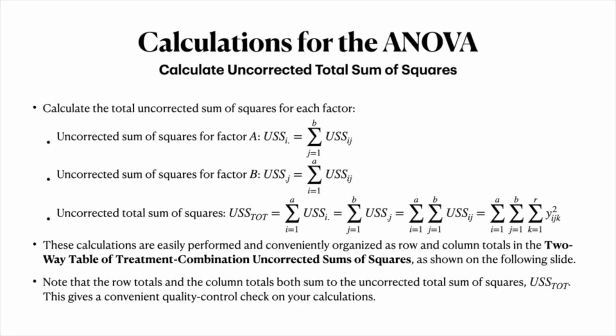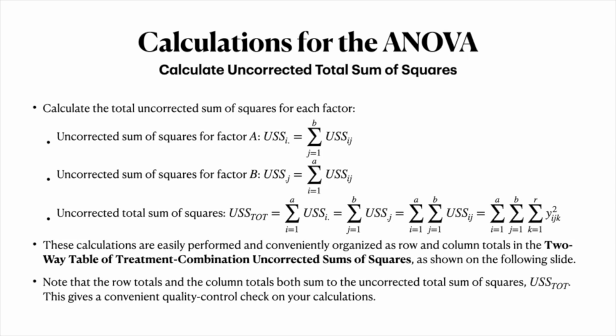I can obtain USS tot by summing up either the USS I dots, I going from 1 to a, or the USS dot j's, j going from 1 to b, or I can just add up all of the USS IJs over both subscripts, I and j. And finally, just to help us remember what this represents, we could also calculate it as the sum over all observations in the data set where we're summing the squared values. So we square each observation in the data set and then add those up. So we're going to need these. We're going to need, in particular, the uncorrected total sum of squares.